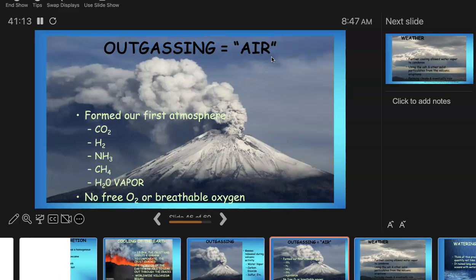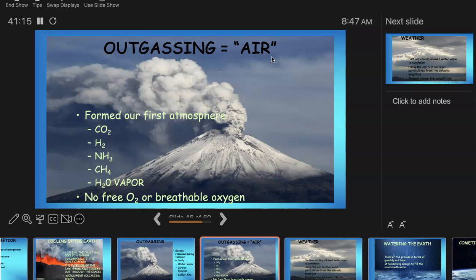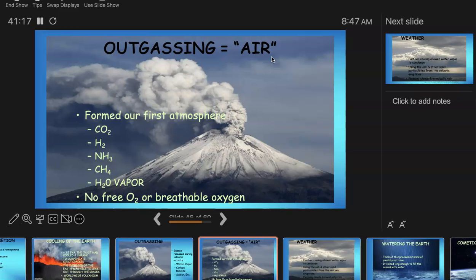Outgassing gave us our first atmosphere. Our first atmosphere was primarily carbon dioxide, hydrogen, and we got two coming up here. One of them is methane, one of them is ammonia. Which one's which? NH3, CH4. Who remembers?